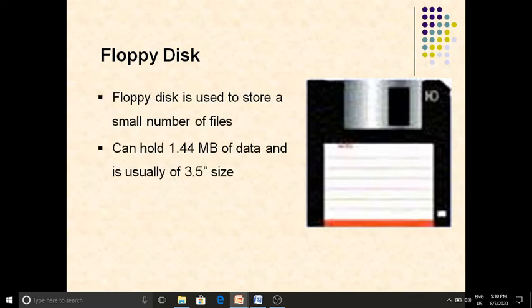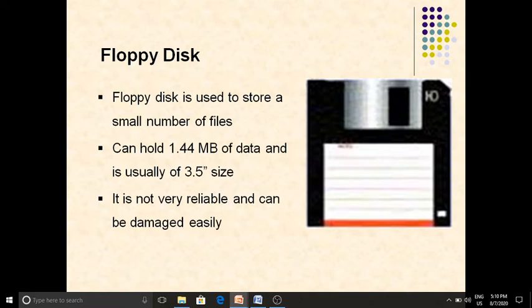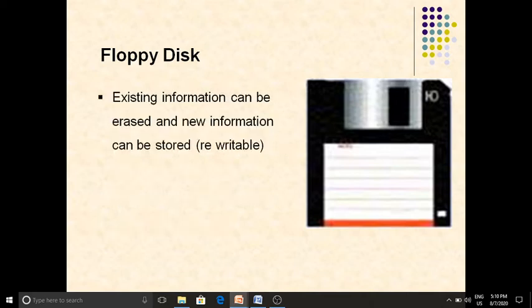The next slide continues with the other functions of the floppy disk. A floppy disk is used to store a small number of files. It can hold 1.44 MB of data and is usually 3.5 inches in size. It is not very reliable and can be damaged easily.